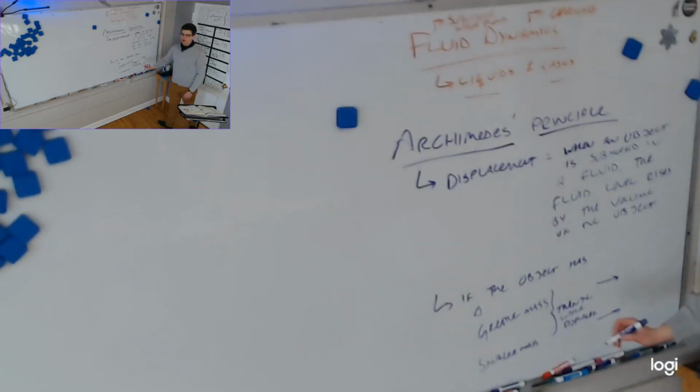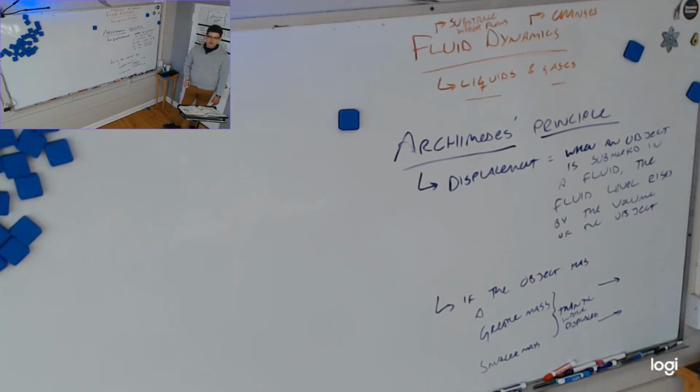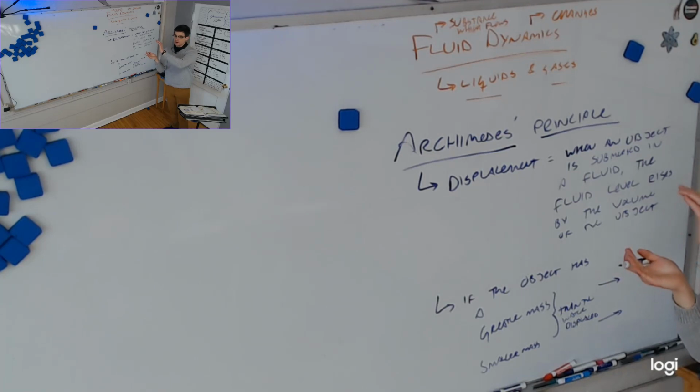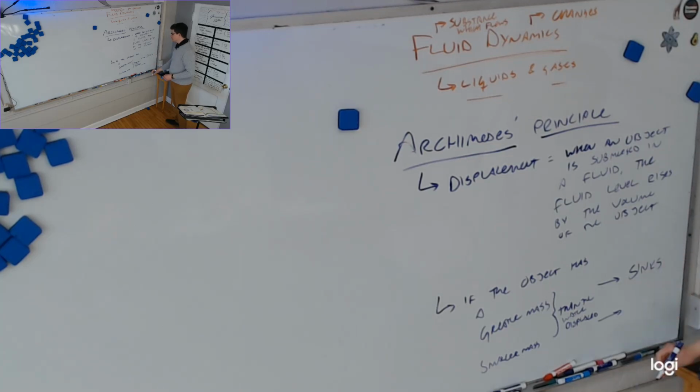Well, if it has a greater mass than the water displaced, what's going to happen to it, do you think? So say we have our object. Yeah, we have an object, and we place it in the water, and it displaces 1 cubic centimeter of water, because it has a volume of 1 cubic centimeter. 1 cubic centimeter of water has a mass of 1 gram, and if the object weighs more than 1 gram, then it sinks. And if the object weighs less than 1 gram, then it floats.